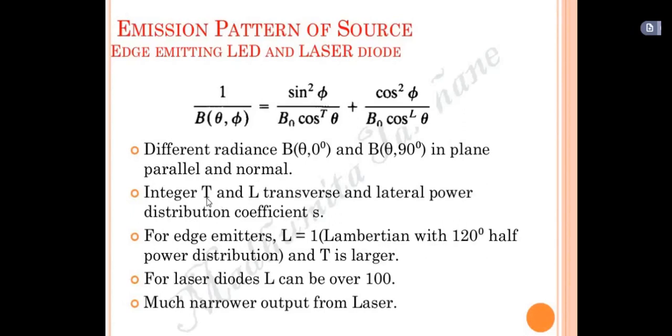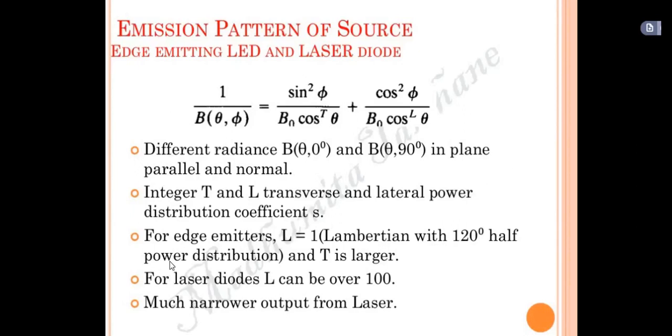Next thing, what is the integer T and L? As I already said, T is for transverse power, and L is for lateral power distribution coefficient. These are the distribution coefficients that determine in which direction your power is going to move. That can be taken care of by these particular values.